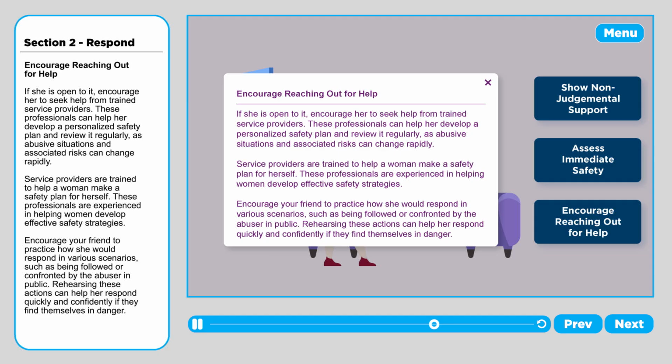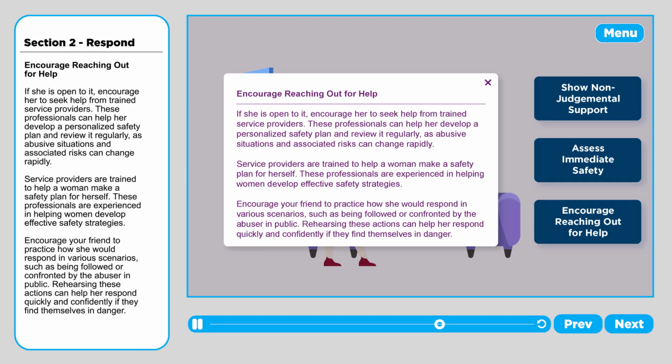Encourage reaching out for help. If she is open to it, encourage her to seek help from trained service providers. These professionals can help her develop a personalized safety plan and review it regularly, as abusive situations and associated risks can change rapidly. Service providers are trained to help a woman make a safety plan for herself. These professionals are experienced in helping women develop effective safety strategies.